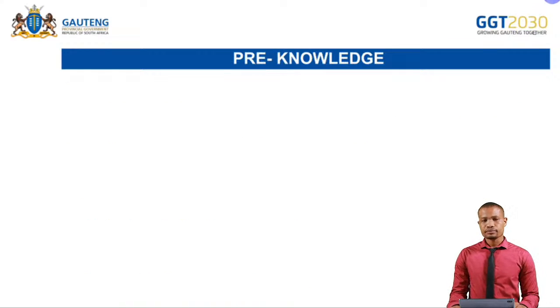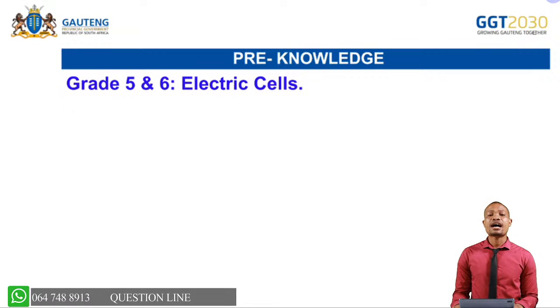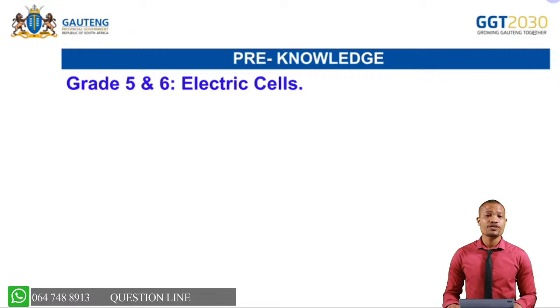Let us continue. So now let's take a step back and revisit some of the concepts that we've learned in previous grades because they lay a foundation for today's lesson. We are going to begin with grade 5 and 6. In grade 5 and 6, we learned about electric cells. But what are electric cells? You can think of an electric cell as a system in which certain chemical reactions can cause the flow of electricity through an external circuit. But in short, cells are known as the energy source in an electric circuit. They provide energy for electrons to move in a circuit.